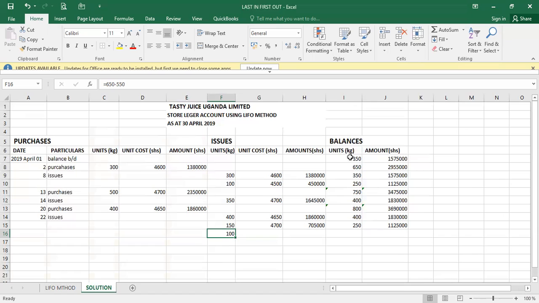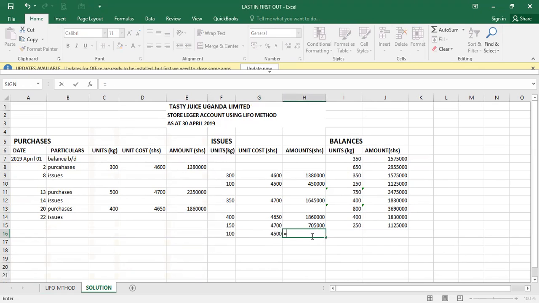Remember, on this one, we removed only 100 that was deducted first. Then it means on these units, what we are remaining with in terms of units is 250. But this 250 is part of the first one we received, which is the opening stock. So when we remove this, we remain with 250. Now the 250, we are removing 100. So that 100 is going to be valued at 500.